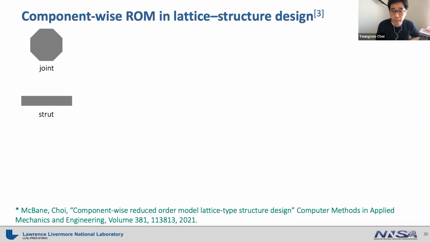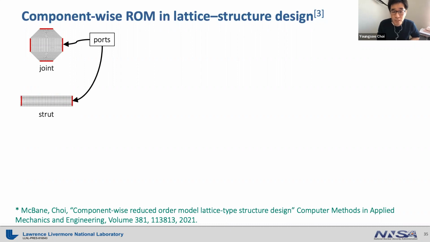Let me explain the process of the component-wise reduced model in a design optimization setting. First of all, we identify the reference components. Here we have identified simple joint and strut component geometry. Then you introduce a finite element discretization for each reference component. Then we build reduced models for each component, that is joint ROM and strut ROM.